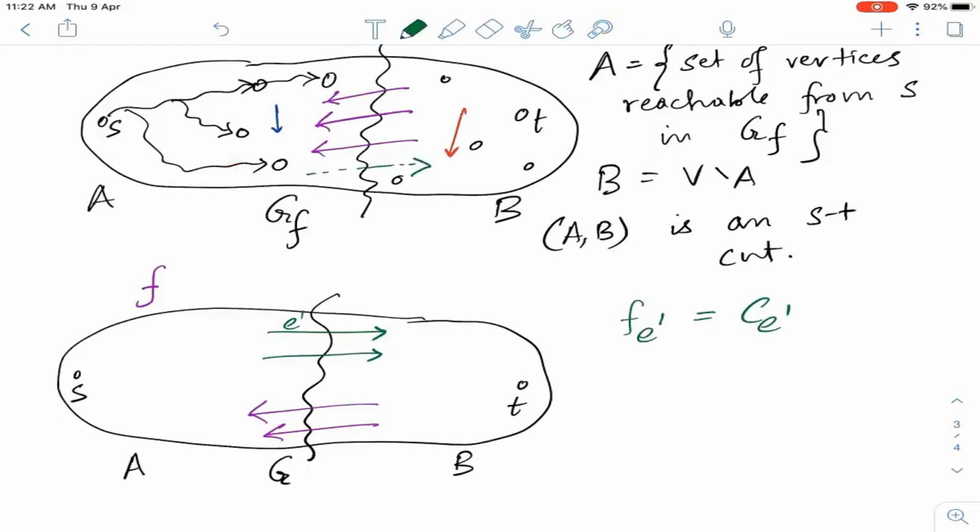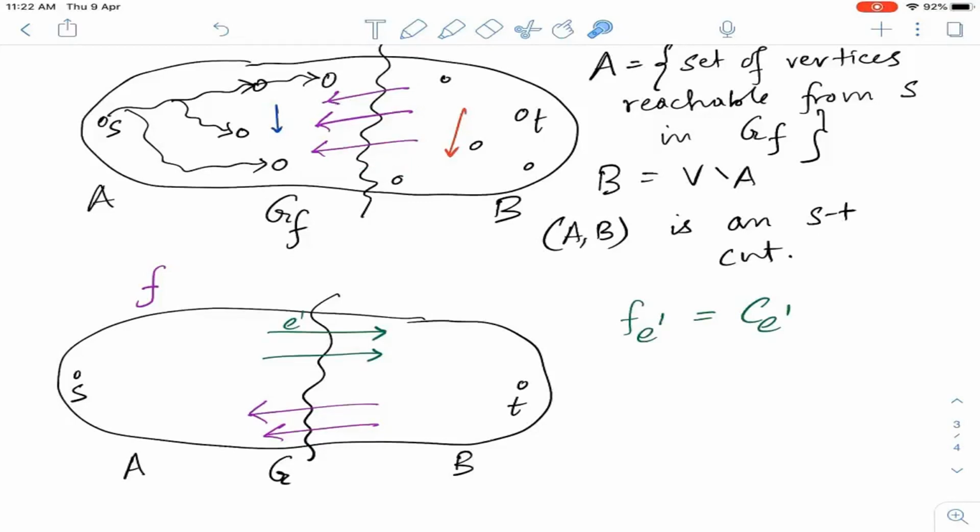Yes. So if there is a residual capacity left on this edge, remember this is a forward edge. So this implies that in the residual graph, this dotted green edge, the copy of this edge, also exists in this graph. But we know that cannot happen. The only edges that exist in the residual graph across this cut are the purple edges, which are sticking back into A, not going from A to B. So this cannot happen.